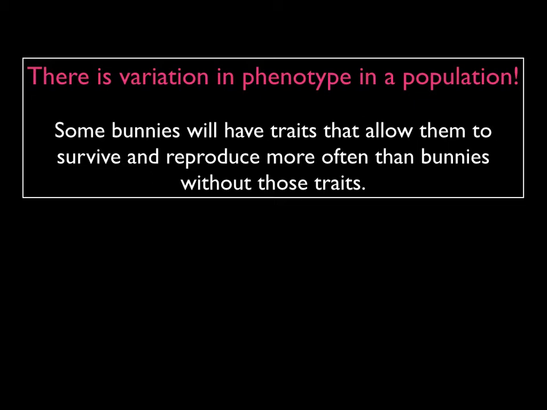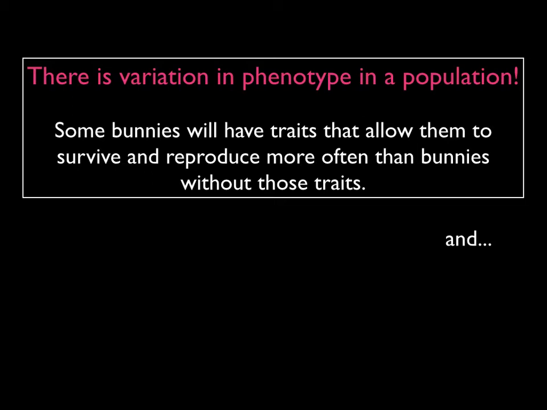And just looking at any population of bunnies, you can immediately see that there is variation in phenotypes within populations. And some bunnies will have traits that allow them to survive and allow them to reproduce more often than bunnies without those traits. So there's competition, there's variation, and this variation means that due to differences in phenotype, some bunnies will get access to resources, be able to survive, be able to reproduce. Some bunnies won't.